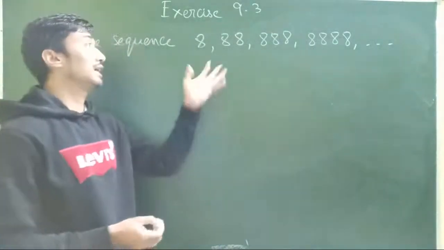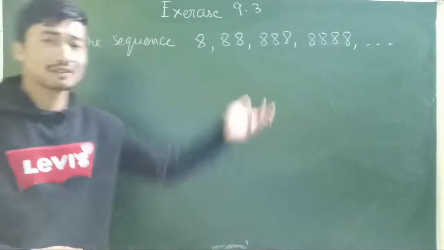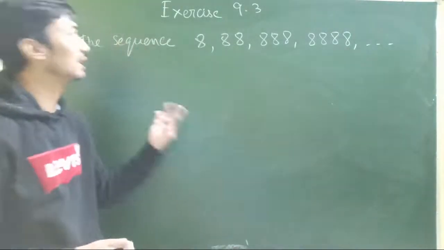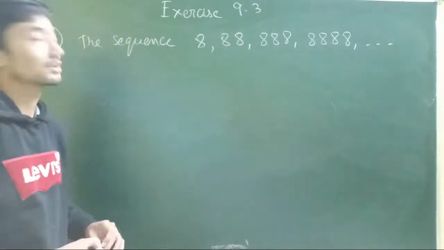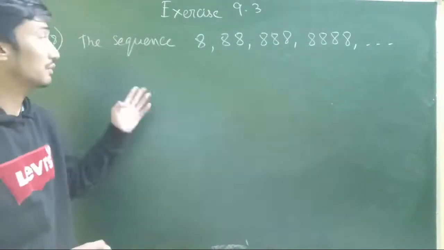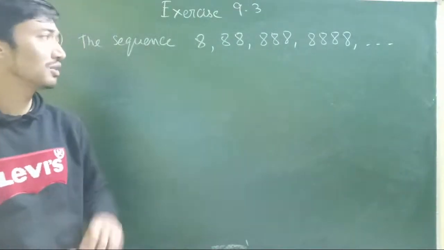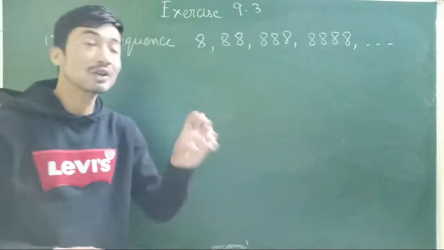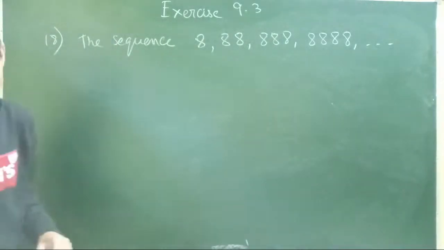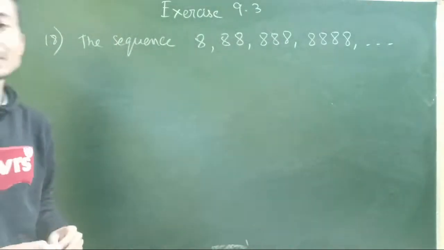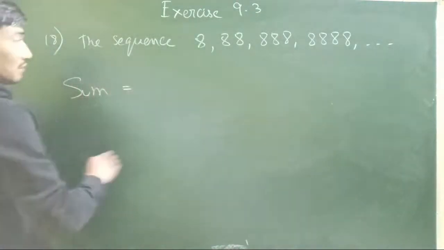You have similar questions with this. Sometimes this 8, 888 is changed to 7, 77, 777, sometimes to 1, 11, or 4, 44, 444. Same concept, same theme, same idea to solve. These are common but unique questions. All right, the question is, find the sum to n terms of the given sequence.